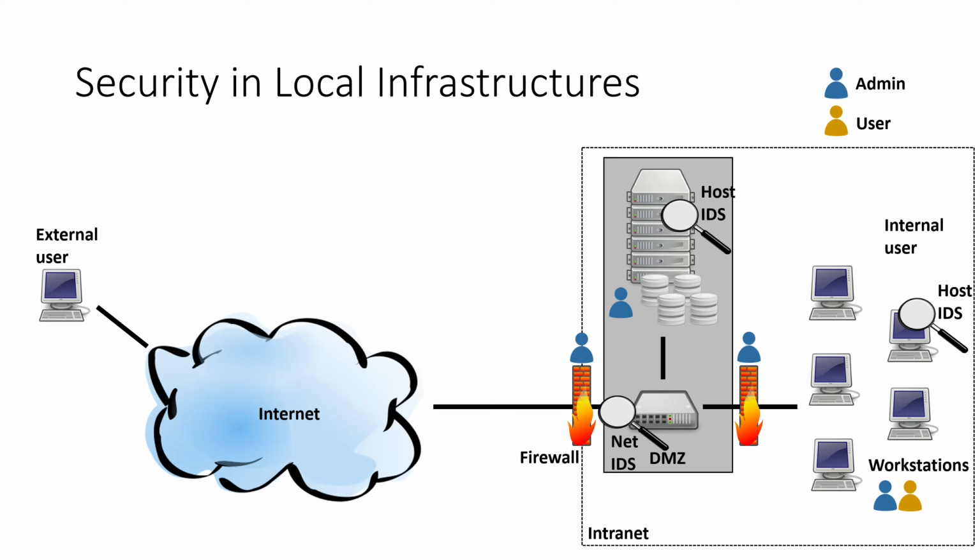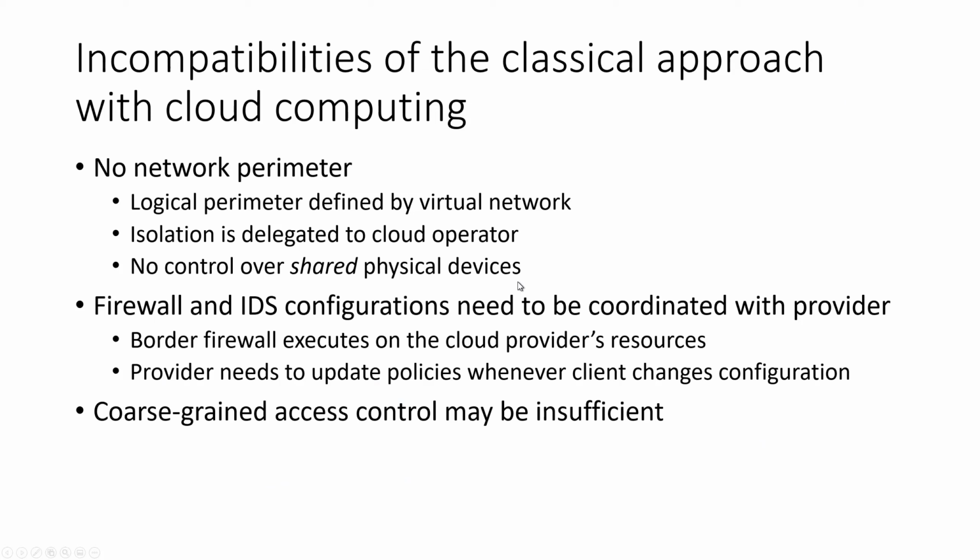Unfortunately, this approach to security doesn't adjust very well to a cloud deployment. So we've seen that the cloud has many mechanisms to allow for security, but it does have some incompatibilities with the classical approach to build security that we just discussed. One is that there's no clear network perimeter.